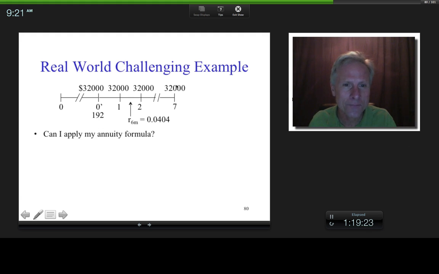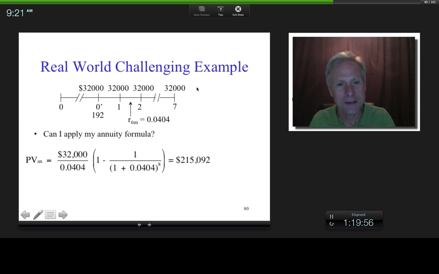So is this an annuity? It is, right? So can I apply my annuity formula? Sure. Okay. So obviously, what is the C? 32,000, right? What is the R? Well, these are 6-month periods, so I better be working with an effective 6-month rate. And what is the T? Well, how many of these guys are there? There's 8, right? So what is my T going to be? It's going to be 8, right? So that's why I have the number 8 right there. So all of that comes to about 215,000.